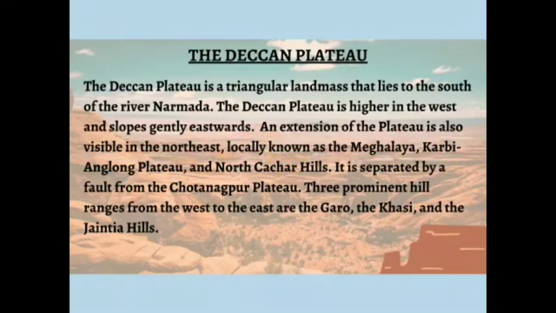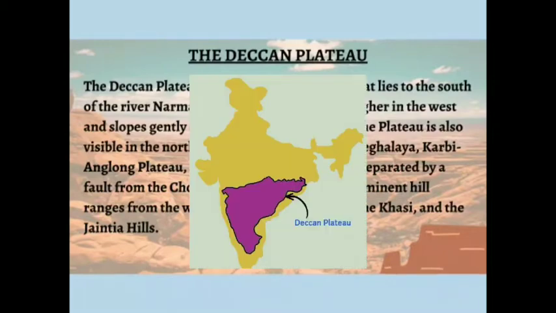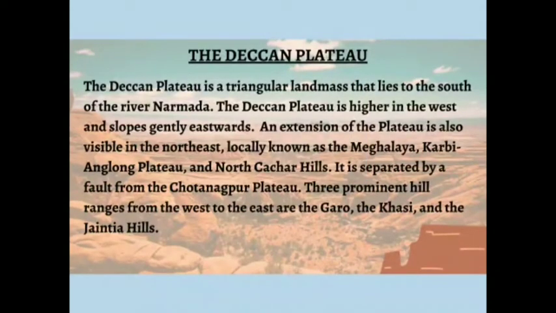Now let's talk about the lower part, that is Deccan Plateau. The Deccan Plateau is a triangular landmass, just like an ice cream cone, that lies to the south of river Narmada. The Deccan Plateau is higher in the west. The western part is higher and it slopes gently towards the east. So all the rivers flowing on the east side will drain into the Bay of Bengal, because the plateau is not horizontal, it has a slope towards the east.